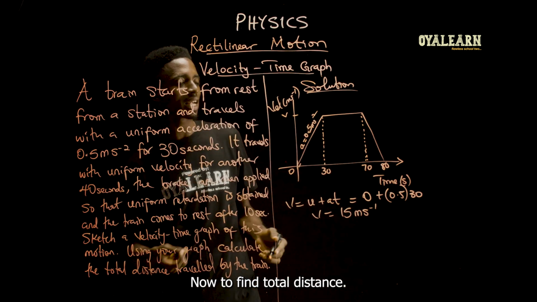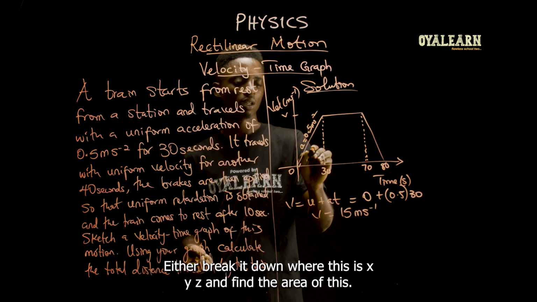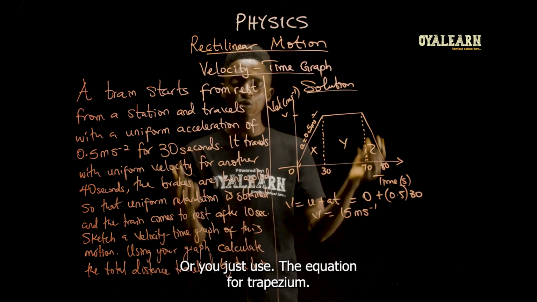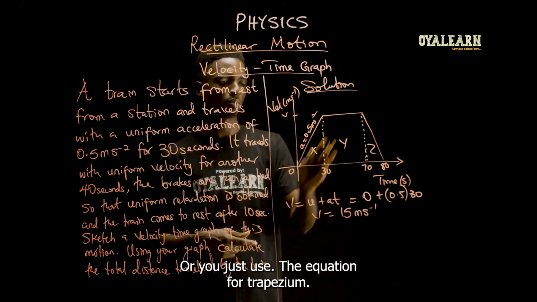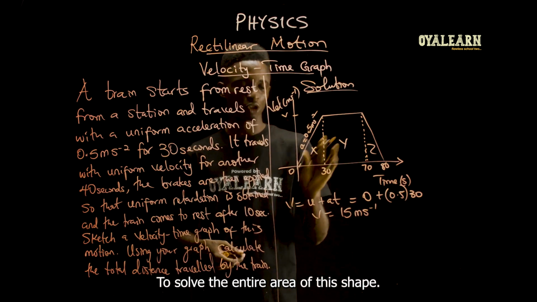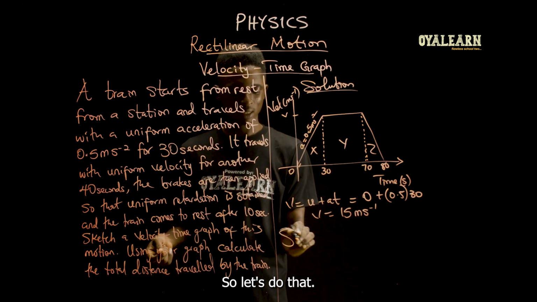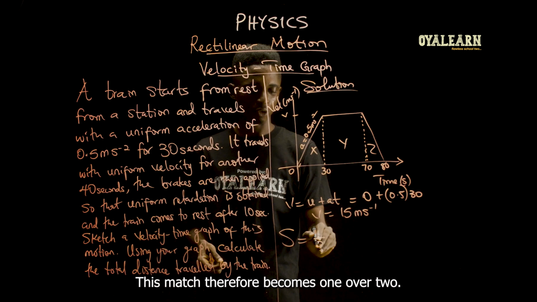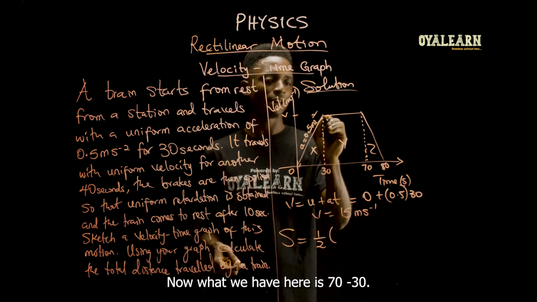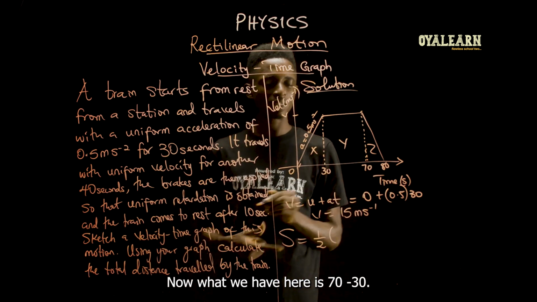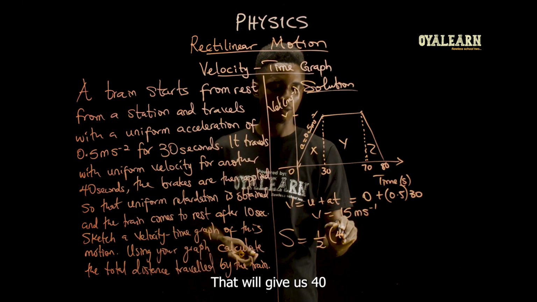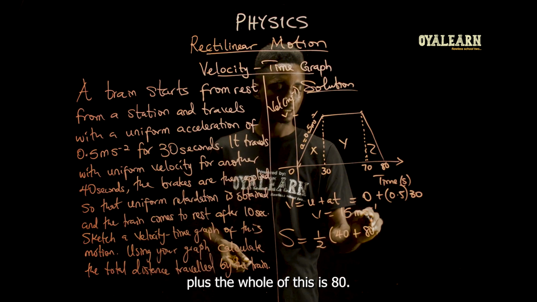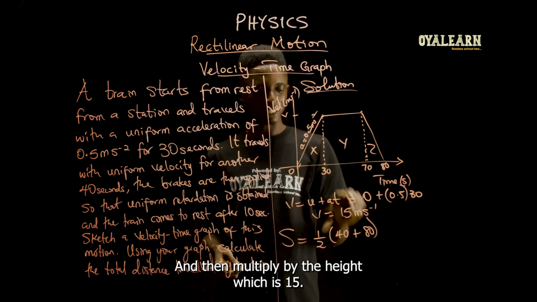So now we can find total distance. Now to find total distance, remember you can either break it down where this is x, y, z and find the area of this, or you just use the equation for trapezium to solve the entire area of this shape. So let's do that. Displacement therefore becomes 1 over 2. Now what we have here is 70 minus 30, that will give us 40, plus the whole of this is 80, and then multiply by the height, which is 15.